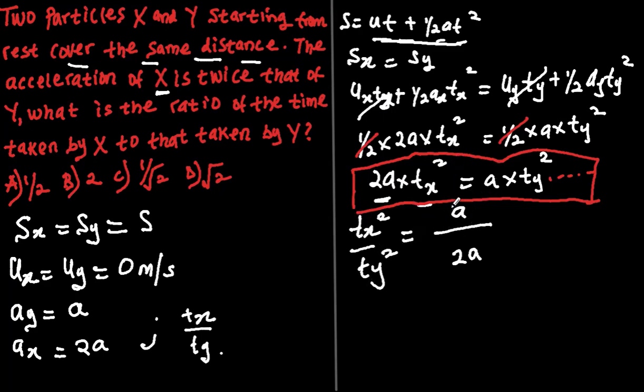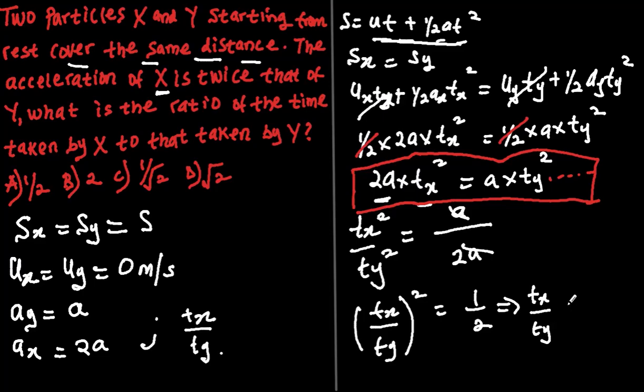Now of course, a will cancel a. Then I'm left with t of x over t of y, and since they are squared, you can square the two of them, equals a over 2a; since a is cancelled, I'm left with 1 over 2. Then what you do is take the square root to the other side. So t of x over t of y is going to equal the square root of 1 over 2, and the square root of 1 over 2 is 1 over root 2. So t of x over t of y is equal to 1 over root 2, which would be choice C. So choice C is going to be the correct answer.